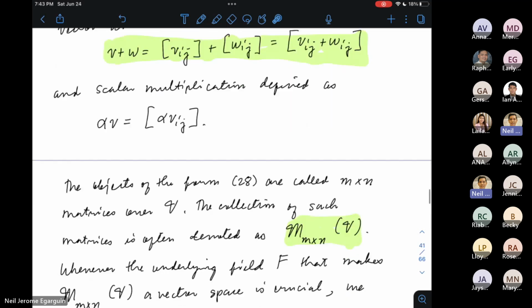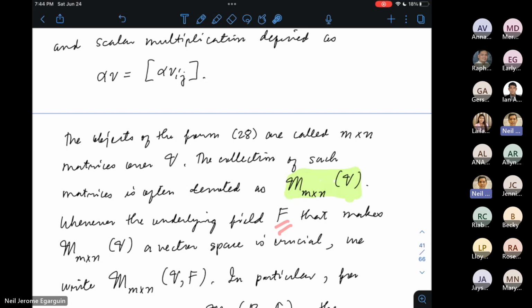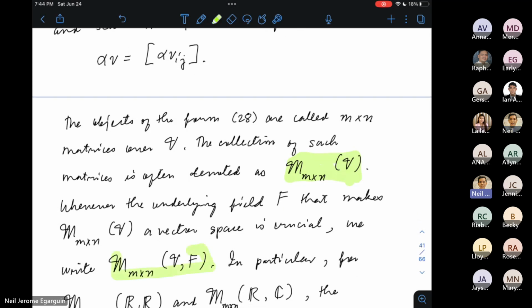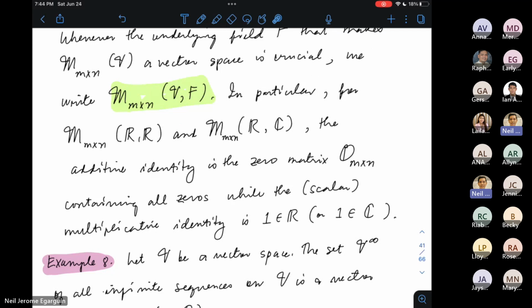And then whenever the underlying field is important, yung underlying field kung saan dinidefine yung vector space of matrices, susulat ko siya minsan na ganito. So you can read this as the vector space of M by N matrices with entries coming from the vector space V over the field F, right? Pero the most notable examples of matrix vector spaces that we will consider ay ito, M by N matrices of real numbers over real numbers, and set of all M by N matrices with real entries over the complex numbers.